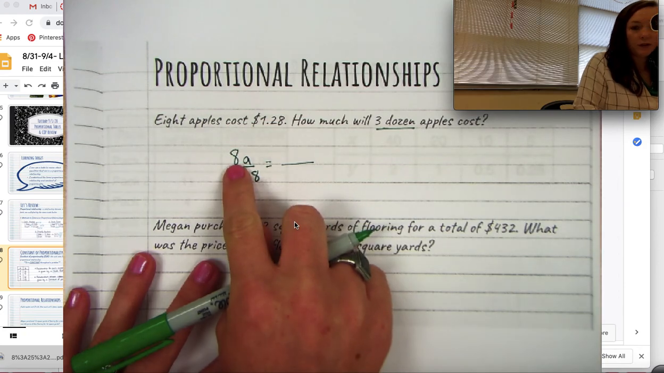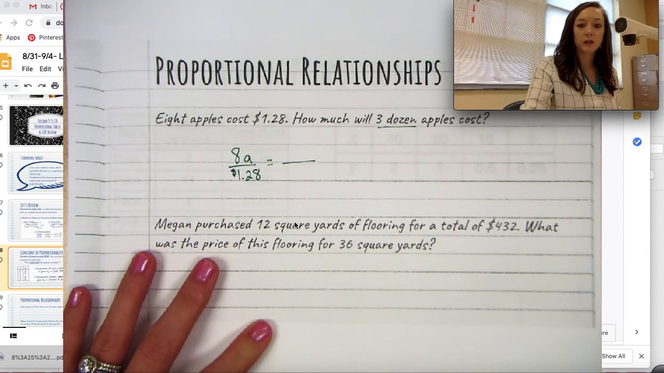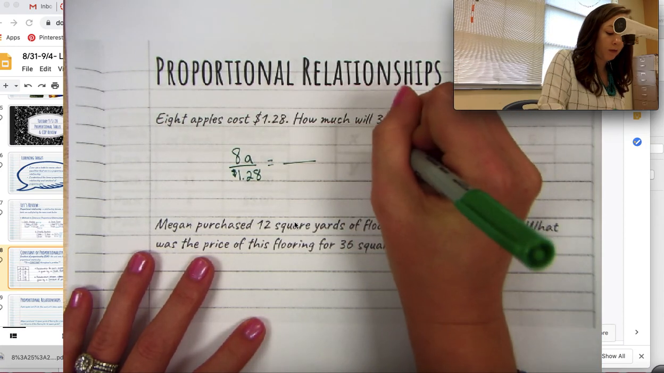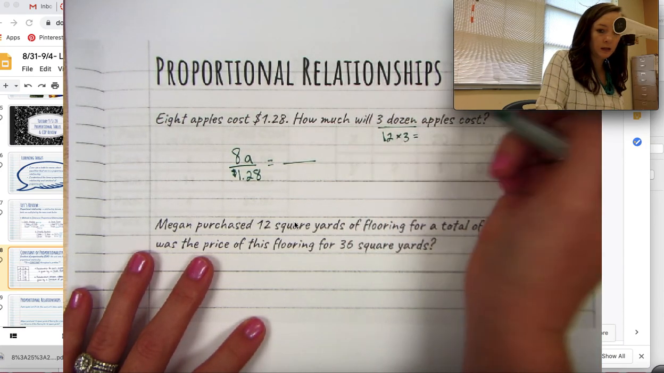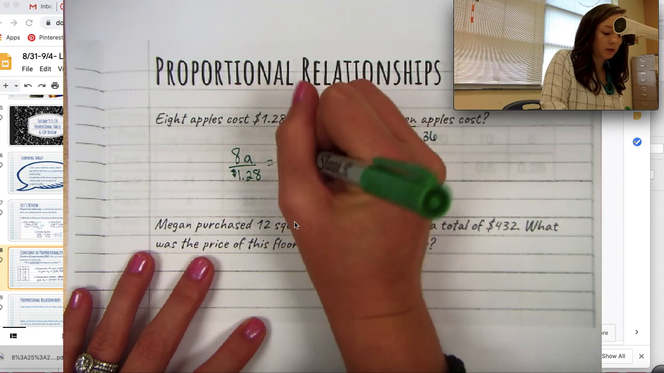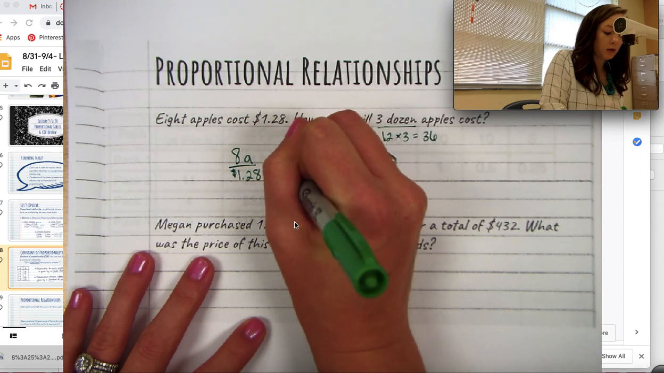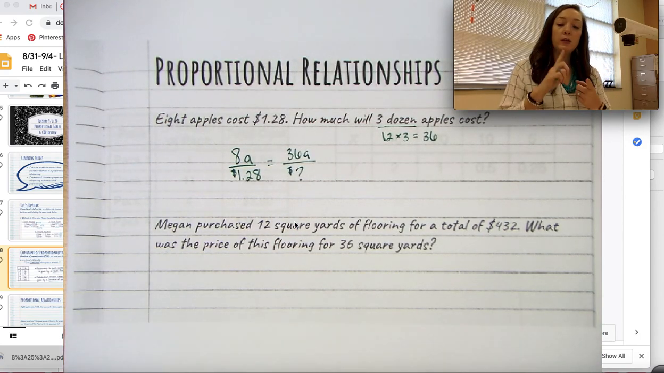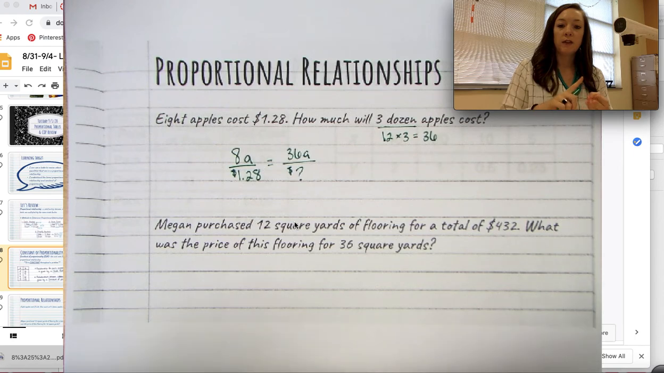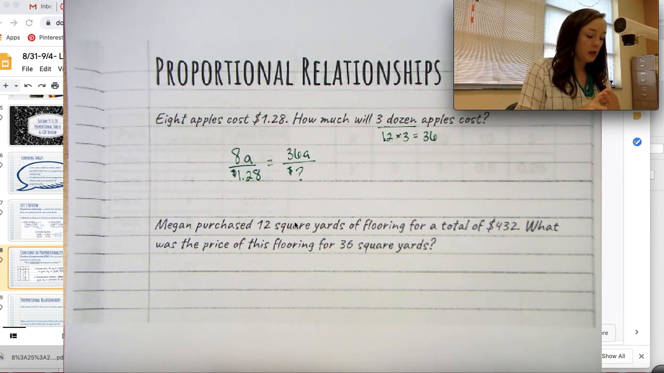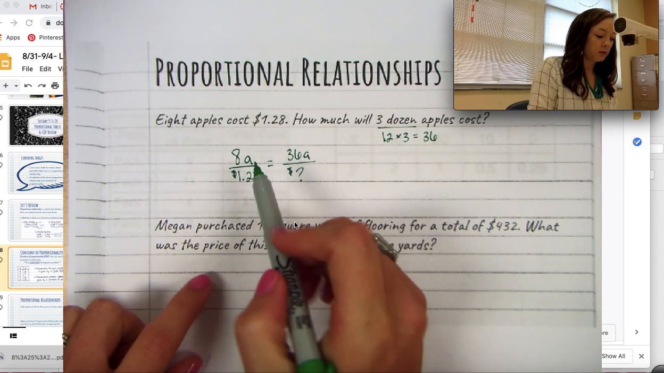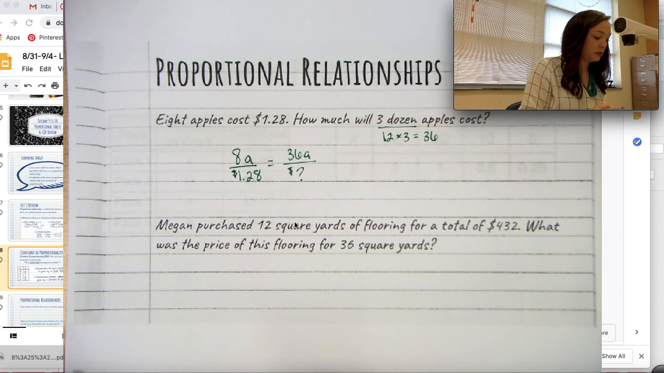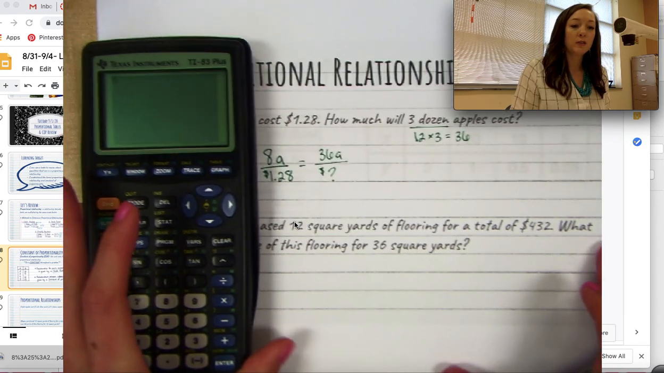But I want number of apples, not number of dozens, okay? So 3 dozen, we know a dozen is 12. There are 3 dozen, there are 36. So I've got 36 apples for some number of cost. Now we know that we can use cross multiplying, we can use scale factor, or we can simplify these. I would like to figure out the unit rate here, so I can figure out what I'm going to multiply by 36. So I'm going to use a calculator because we're dealing with decimals.